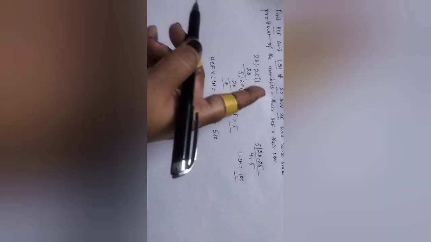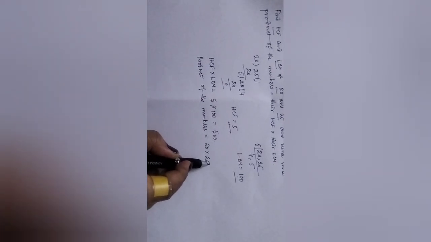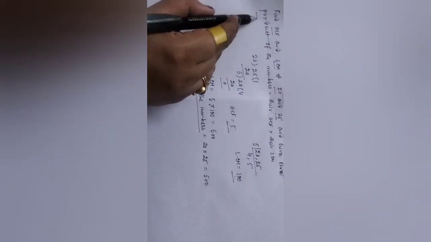Okay. Now let's check the product of the numbers. What about the product of the numbers? This is 20 into 25. That is also 500. So look, while considering two numbers, we get product of the numbers equals to the HCF into LCM of the numbers. Hence the relation is very much valid for exactly two numbers. Now let's see one of the applications based on this particular relation.